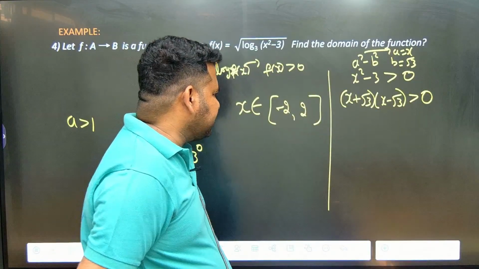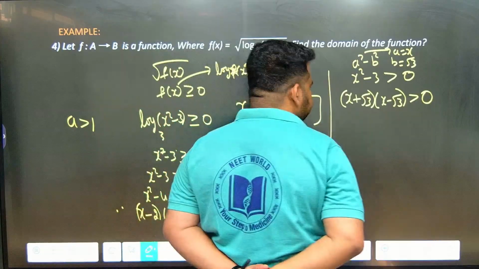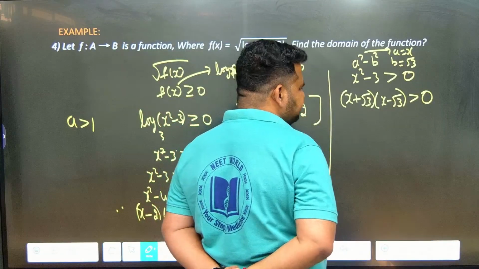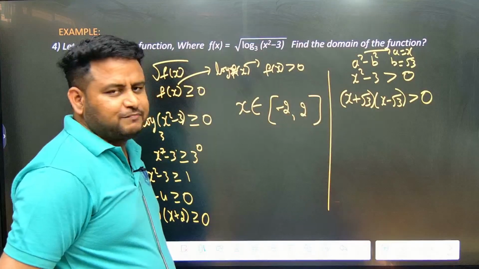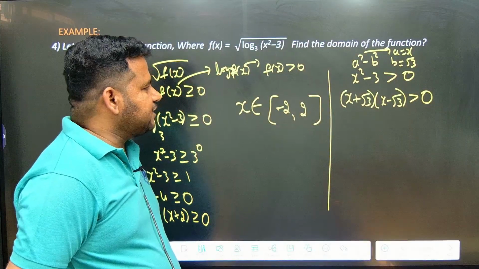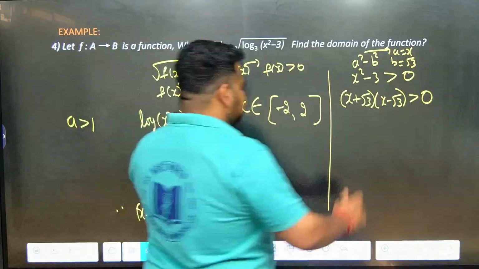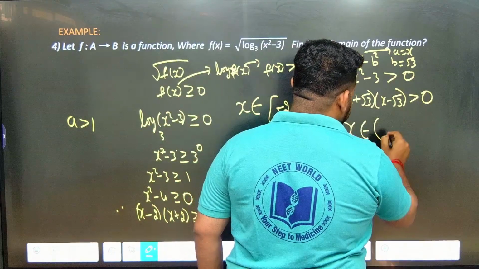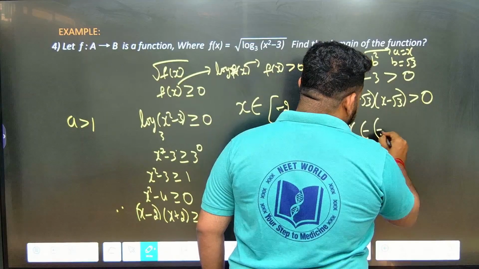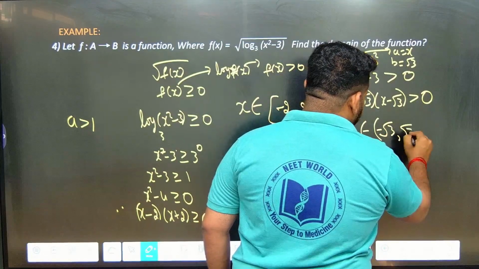So, what can we write here? x plus root 3 into x minus root 3 is greater than 0. If you want, we can apply the wavy curve method. Directly, we can write x belongs to minus root 3 comma plus root 3, open interval.